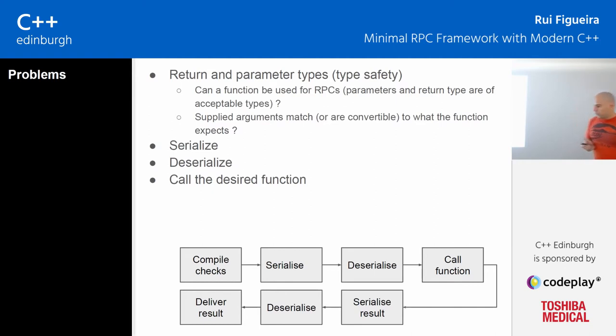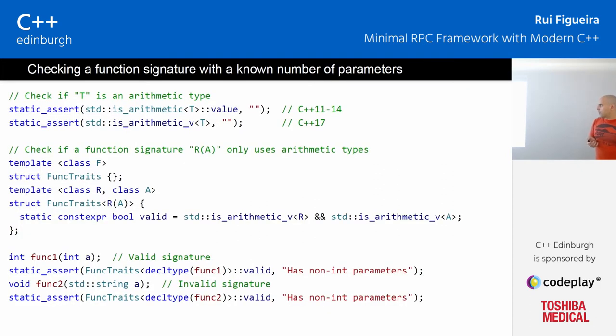So the typical code flow that you need for an RPC framework, in our case, we're going to start with the compile checks because I want to make it type safe. Serialize, call the required function on the server, serialize the results, send it back to the client, and then handle the result either with an std::future or the asynchronous handler. So we're going to start with some tricks to make the compile time checks.